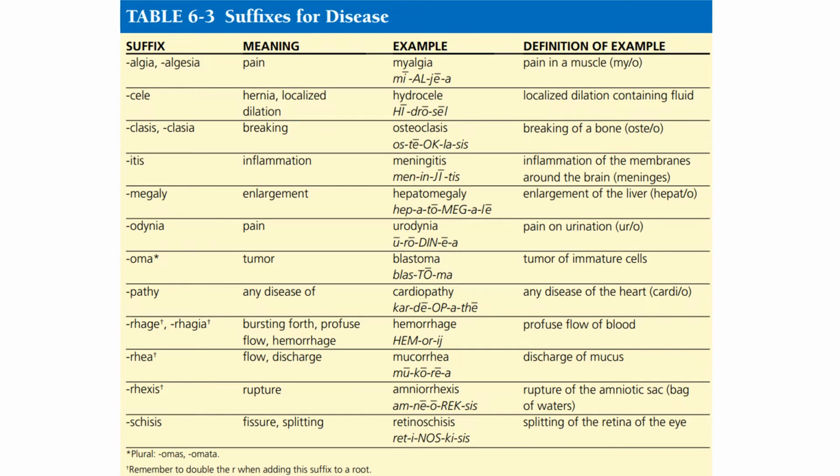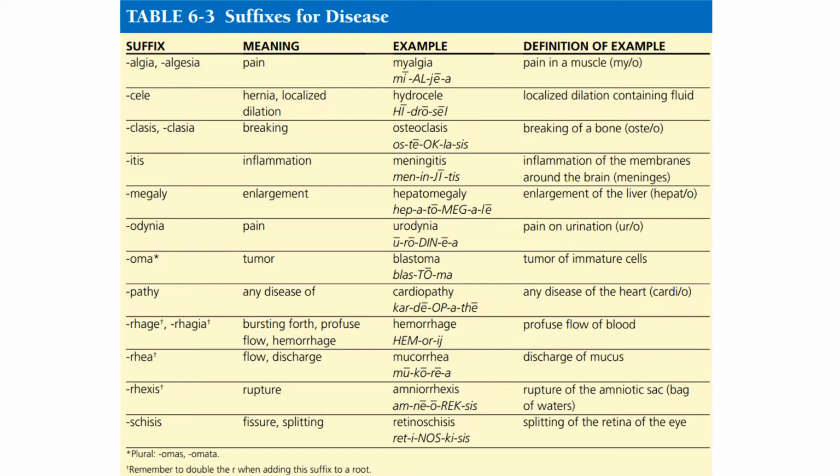The suffixes for disease: we have algia, algesia, meaning pain, myalgia meaning pain in the muscle. We have cele, which means hernia or local dilation, and hydrocele, or localized dilatation caused by a fluid, containing fluid. Then we have clasia, clasis, it means breaking. Osteoclasis means breaking of a bone.